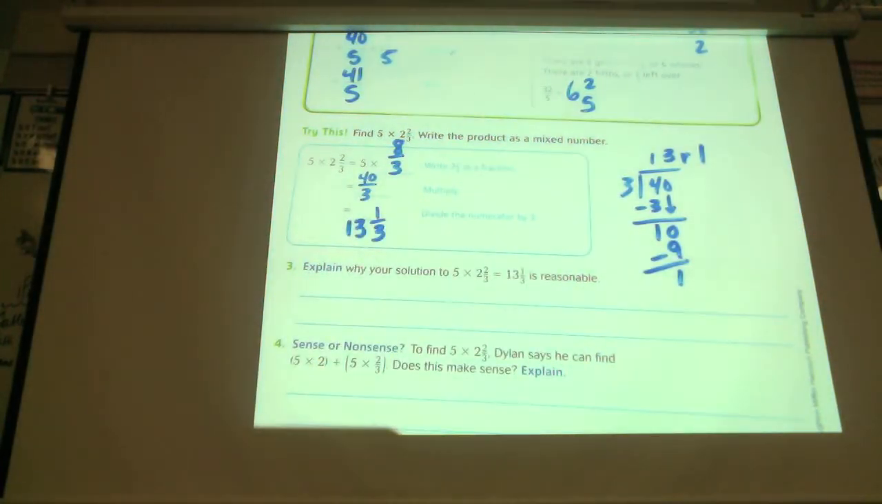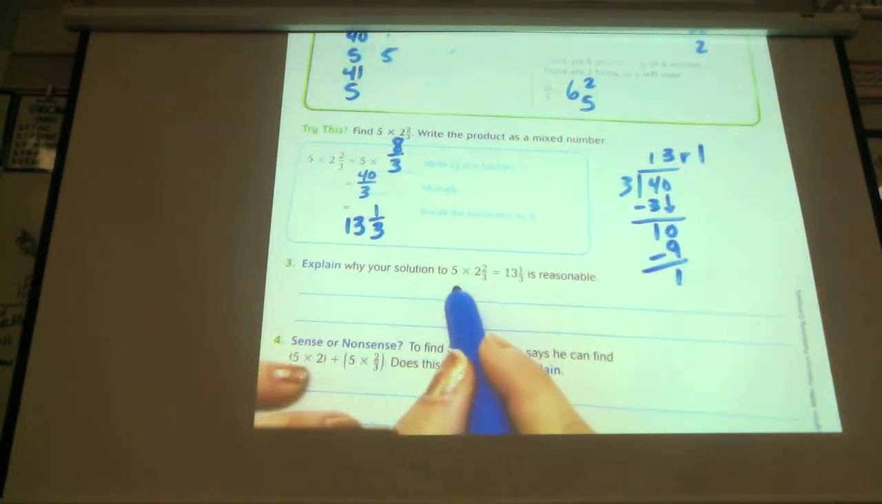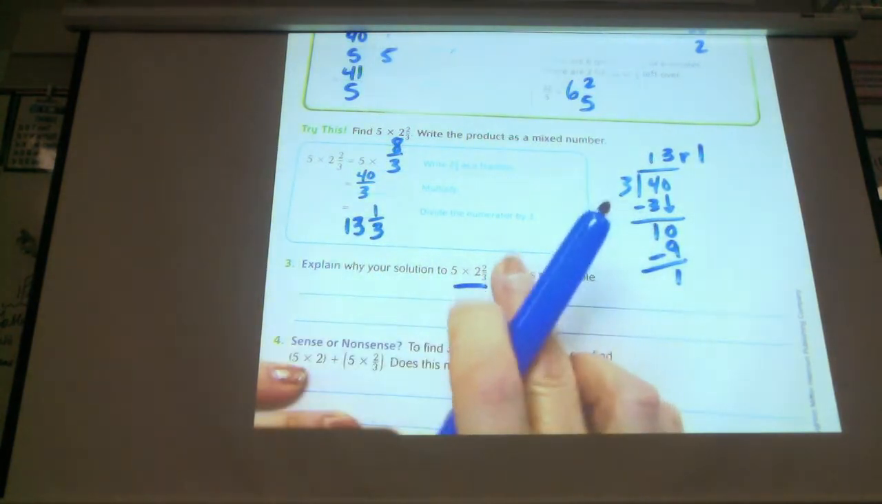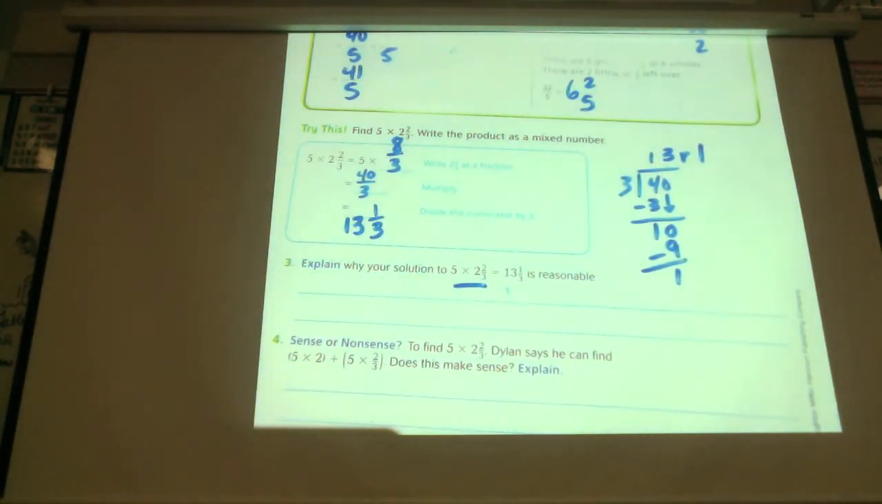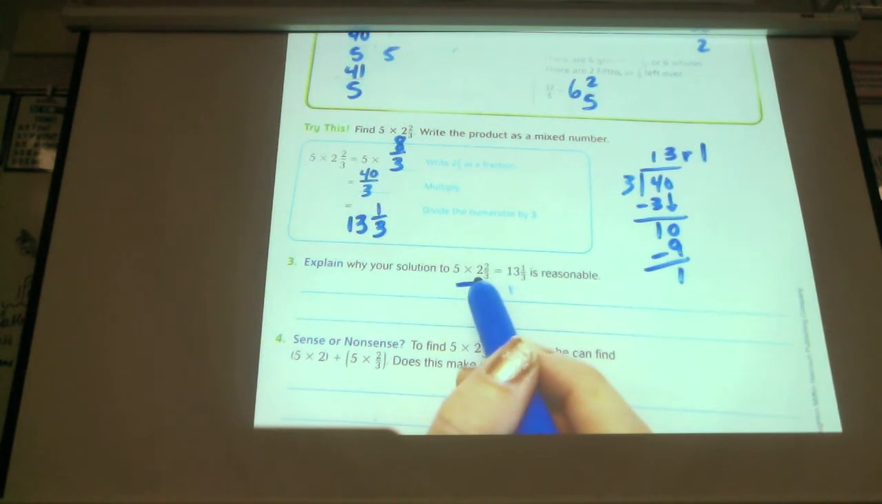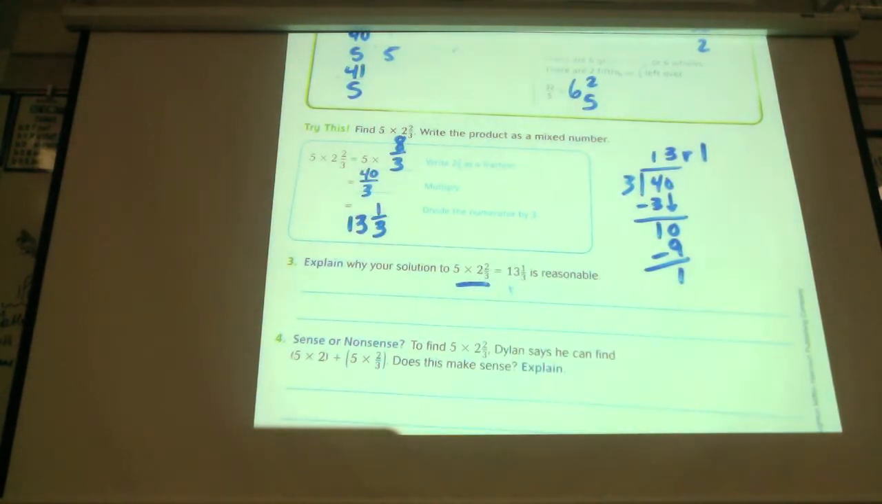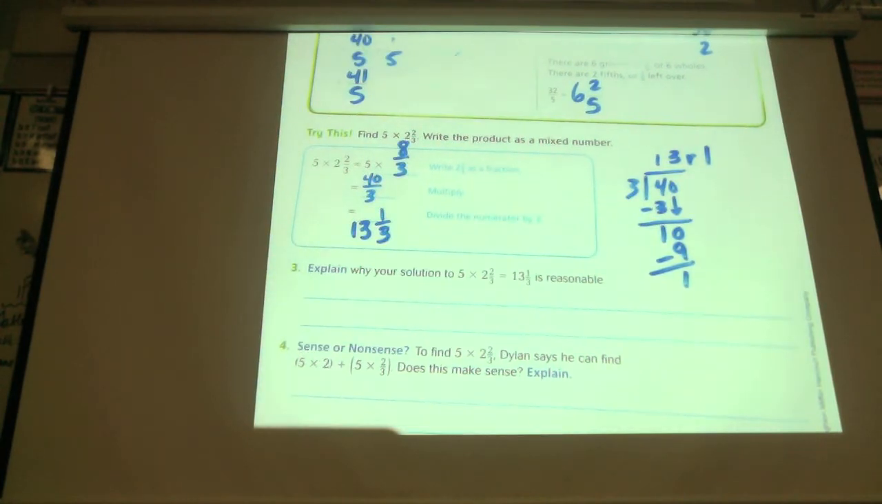To explain why your solution to this problem equaling what we got, why is that reasonable? If I said, could 5 times 2 2/3 be 13 1/3? Without even doing the math, could you tell me if that was reasonable or not? Go ahead and explain it. Sorry, Ebony, what do you think? Why do you think it might be reasonable? It's reasonable because 5 times 2 just by looking at it equals 10, and 13 is close to that.